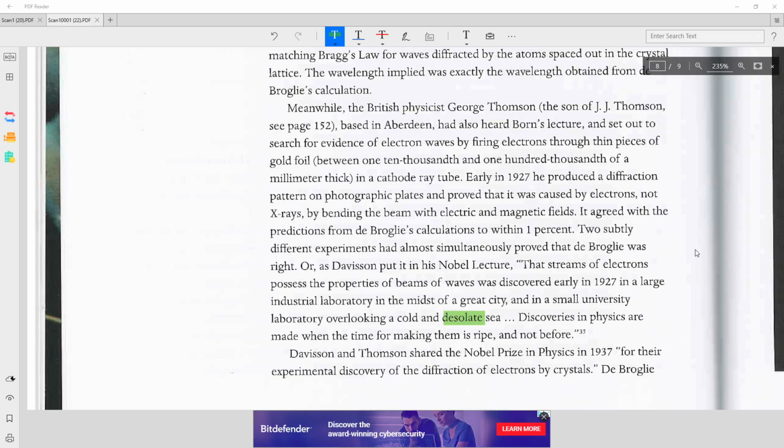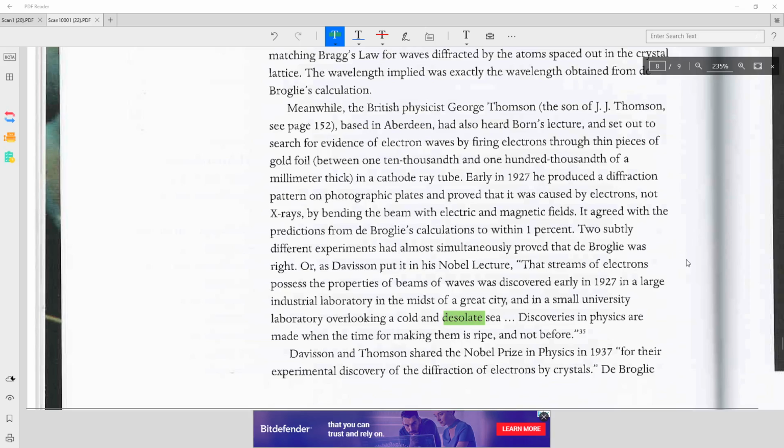Two subtly different experiments had almost simultaneously proved that de Broglie was right, or as Davisson put it in his Nobel lecture, that streams of electrons possess the properties of beams of waves was discovered early in 1927 in a large industrial laboratory in the midst of a great city and in a small university laboratory overlooking a cold and desolate sea. Discoveries in physics are made when the time for making them is ripe and not before.